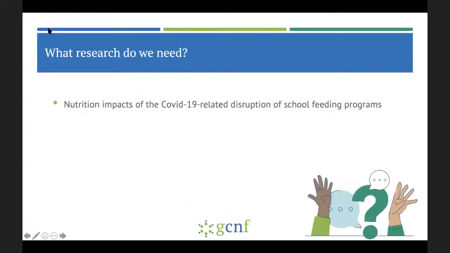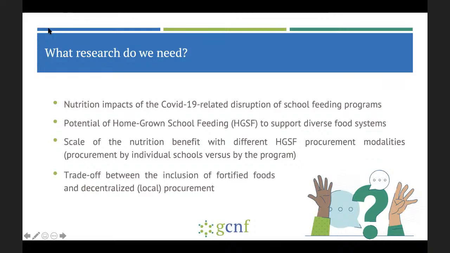In terms of what research do we still need, I need to note that with great urgency, we do need to understand now the nutrition impacts of the COVID-19 related disruption of school meal programs. And then we thought of 3 specific research questions that derive from the global survey of school meal programs. First, what is the potential of homegrown school feeding to support diverse food systems? Again, HGSF is a type of feeding program where the food is sourced locally from small-scale farmers.